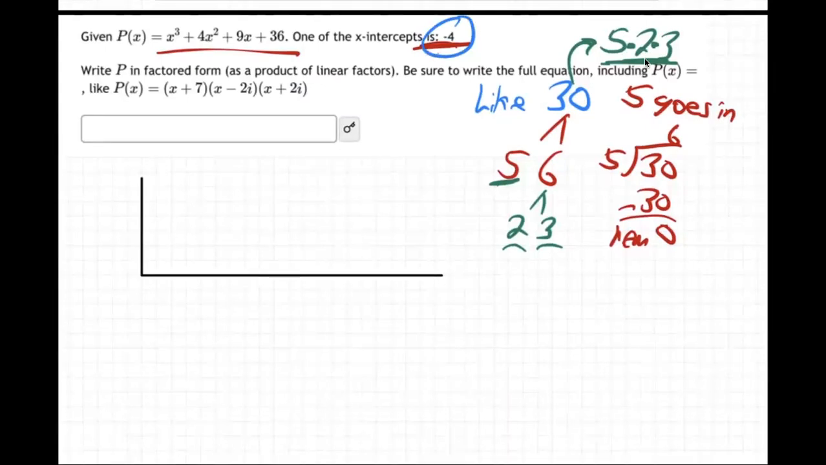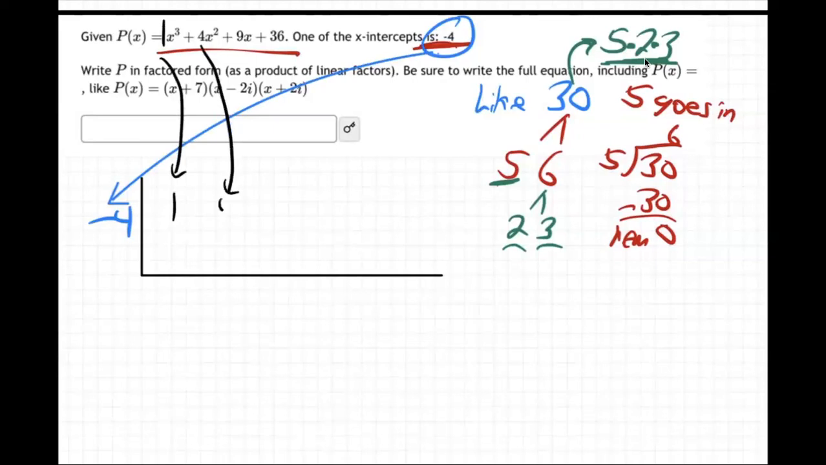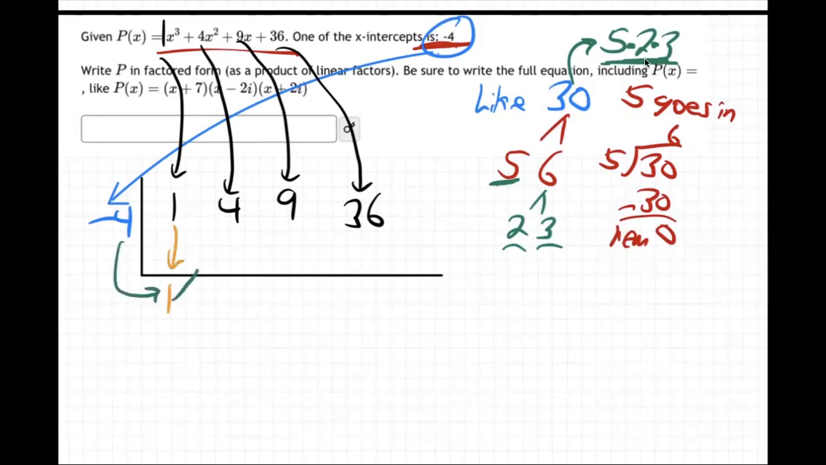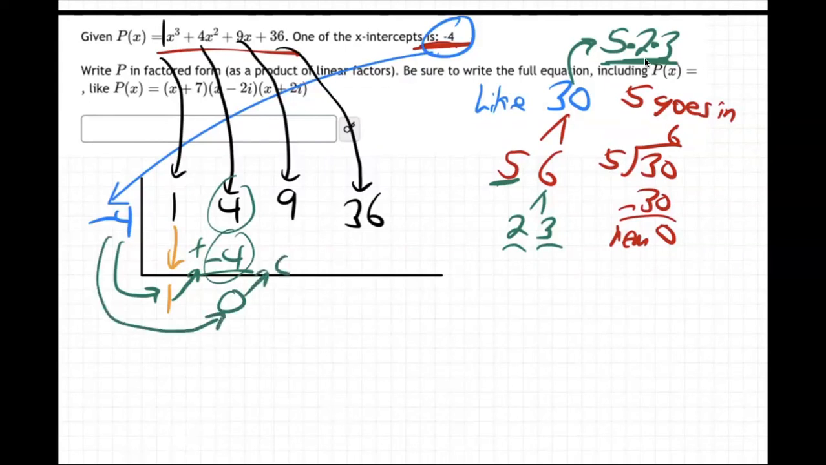And bring it over here, -4. And then let's bring down the coefficients. So this is 1x cubed. This is 4x squared. This is 9x, and this is 36. Okay, then remember how this works? You take the first one, you bring it down, and then -4 times 1 is -4. And then you add these guys up. 4 minus 4 is 0. And then -4 times 0 is 0.